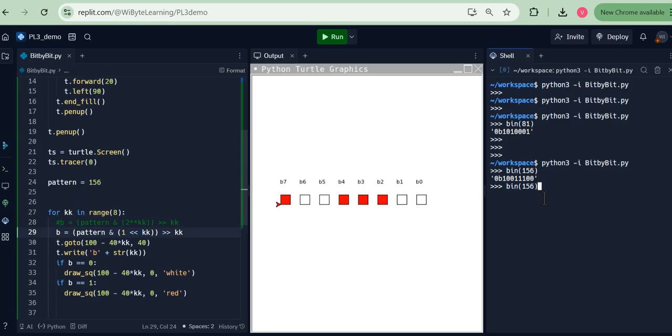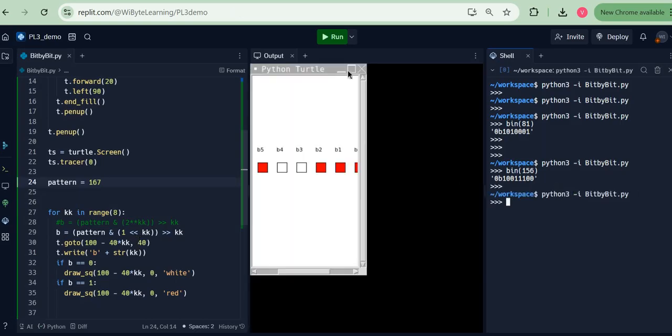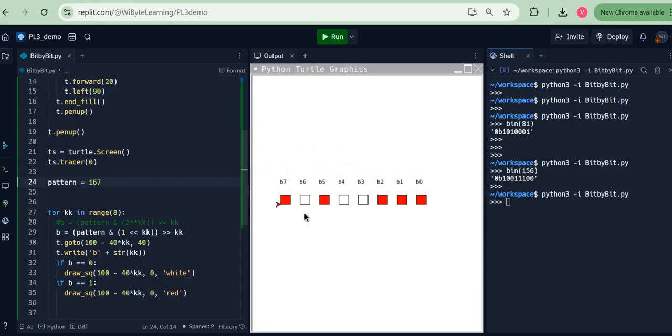We can actually verify this. Let's say I give the pattern to be maybe 167. When we run this code, it's 10100111. Let's see if that adds up. If I have 167, indeed it is 10100111. What we are doing now, compared to what we were doing earlier, is actually exactly the same. The first one used a bit of a mix of bitwise and arithmetic operators. Here we are using purely bitwise operators, and see the power of this.